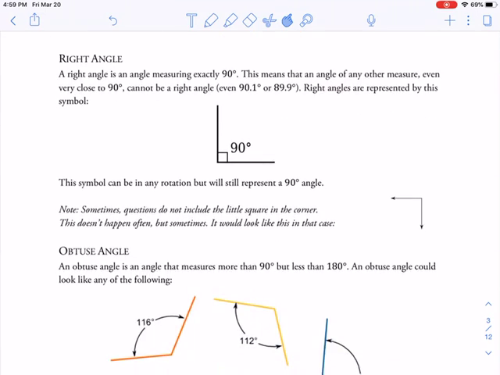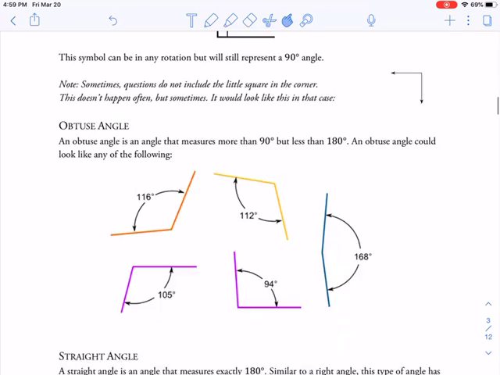Okay, the next one is a right angle, and the important thing here is that it is exactly 90 degrees. It can't be even a little bit above or below to be a right angle. It has to be exactly 90 degrees. Usually, as we've talked about many times in this class, we represent it with the right angle sign, but occasionally we will see the corner without the right angle in it, and that's okay too. It's a little bit unconventional, but it does happen.